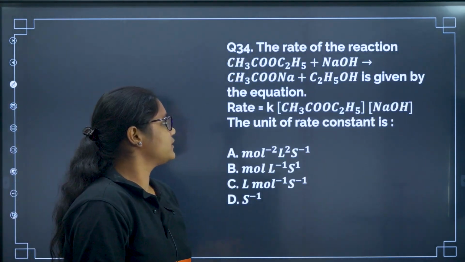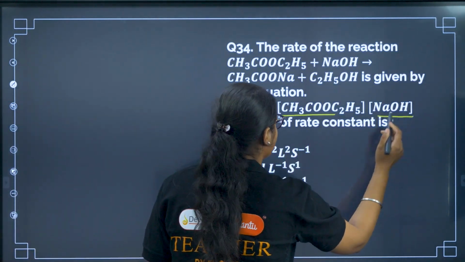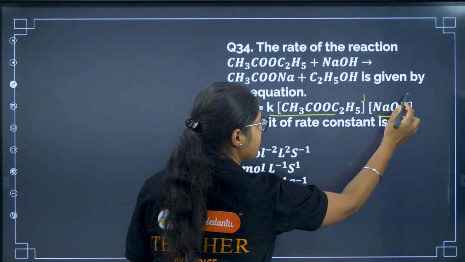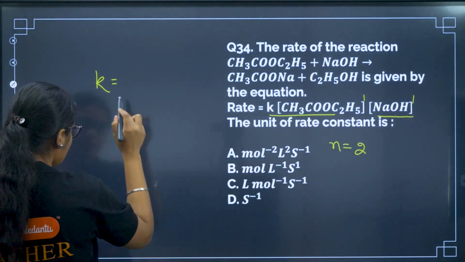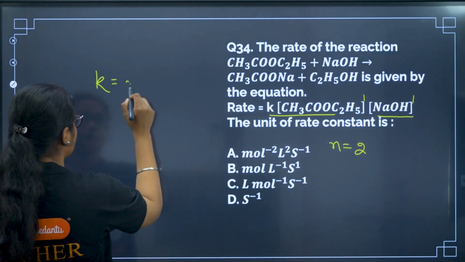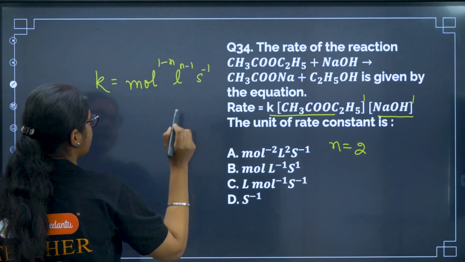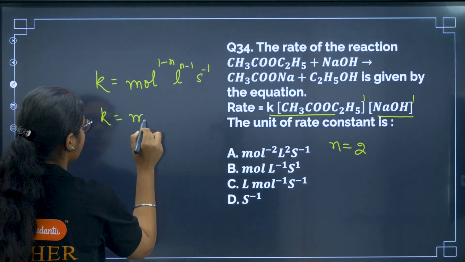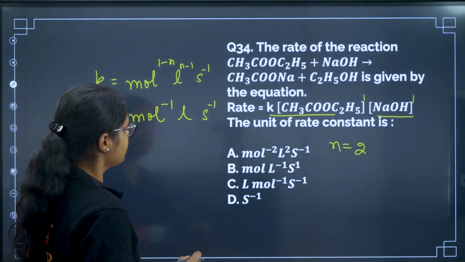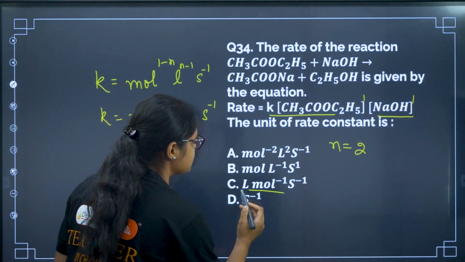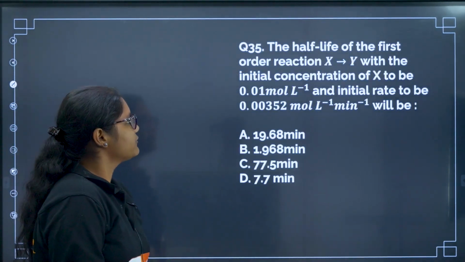Okay. Now let us go to the next question from chemical kinetics. The rate constant is given, rate law is given to you. So you can see it is a second order reaction, 1 plus 1. So n value is equal to 2. What is the unit of K? You have to remember the general unit of K is mol^(1-n) L^(n-1) s^-1. So K value will be mol^-1 L s^-1. So the correct answer for this one will be mol^-1 L s^-1. That is option C.